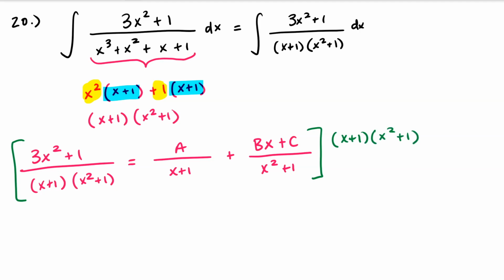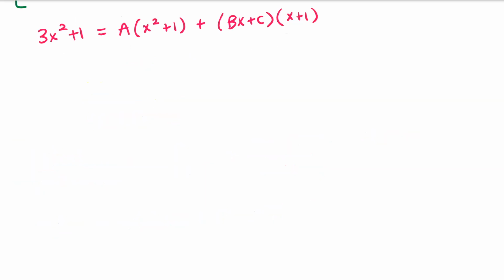So if I multiply that throughout, my first fraction will become 3x squared plus 1 equals capital A times x squared plus 1 plus capital Bx plus C times x plus 1. From here, I can strategically pick values of x that are going to help us out, and one of those values is -1.